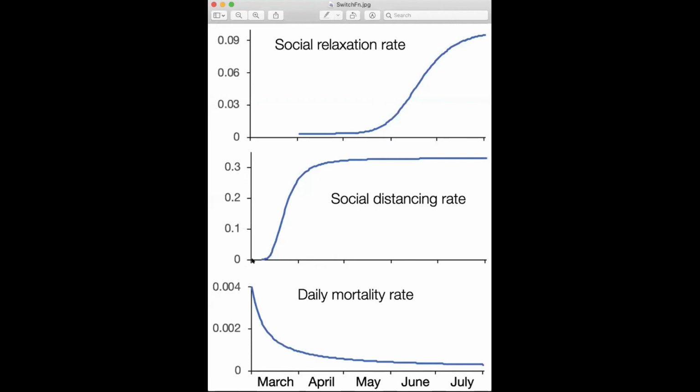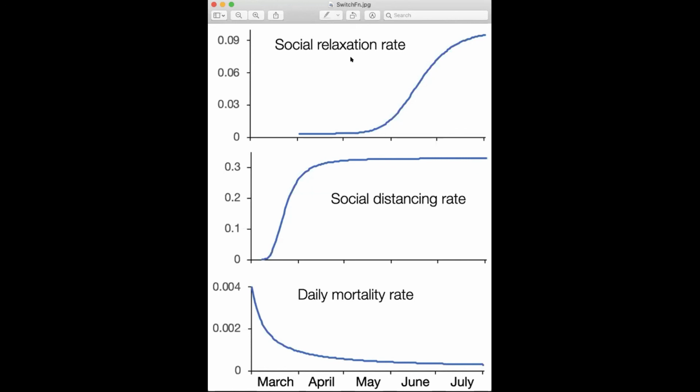In this graphic, you see that social distancing switches on within the first week. So if this is March the 1st and this is the end of July, it switches on at the end of the first week of March and it climbs very rapidly until sometime in early April it's approaching its maximum value of something a little greater than 0.3.